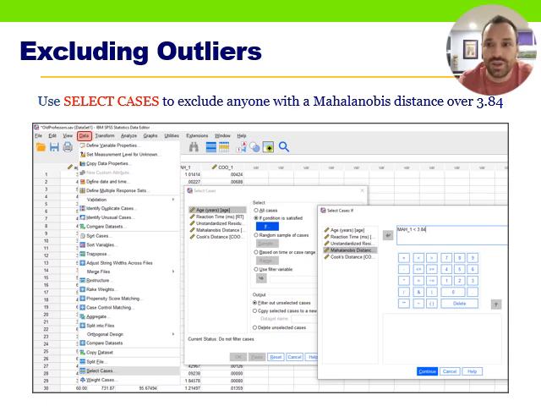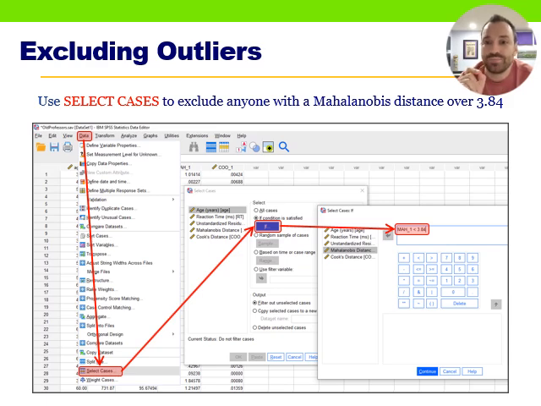First, you're going to go into the data menu and you're going to go to the option called select cases. When you click select cases, that window that you see in the middle is going to pop up and you're going to click the box that says if. Now, this is where we tell SPSS what condition has to be met in order for a person to be kept. Okay, who do we want to keep in our sample? That's what we type in this box. We want to keep anybody whose Mahalanobis distance is less than 3.84.